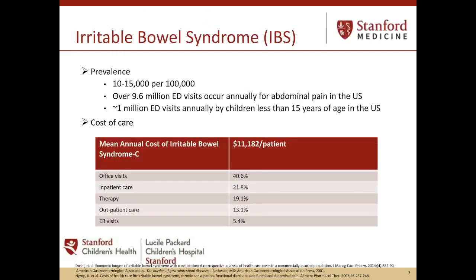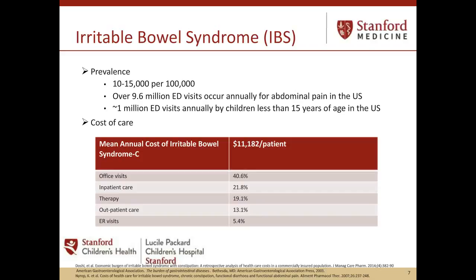So irritable bowel syndrome, just to give you perspective, it's a very common problem. I would say up to a third of patients have some recurrent abdominal pain in the U.S., but for patients who actually meet the Rome-3, which is the diagnostic criteria that you have to meet for a formal diagnosis of irritable bowel syndrome, only about 15,000 per 100,000.